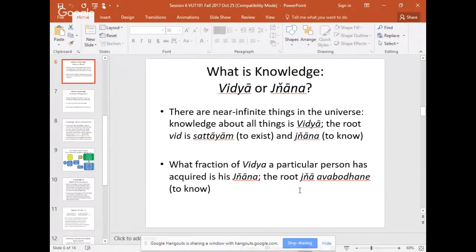The word Jnana comes from the root Jna, avabodhane, to know. So what it means is, my knowledge is always less than the Vidya, because Vidya is infinite. Only for that infinite consciousness, that Ishwar, his knowledge is equal to Vidya. For us, our jnana is less than vidya. We can never become sarvajya, so to say, is it not? So this has to be understood, that vidya and jnana are two different terms, though in English we have to use the word knowledge, with different meanings.